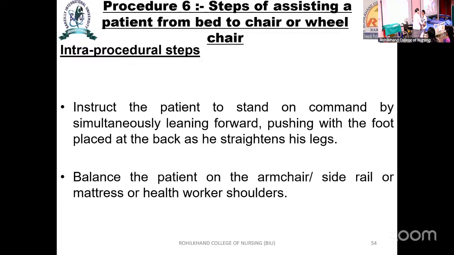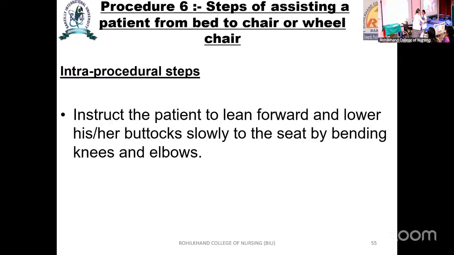Instruct the patient to stand on command by simultaneously leaning forward, pushing with the foot placed at the back as he straightens his legs. Balance the patient on the chair, armchair, side rails, mattress, or helper's shoulder. Instruct the patient to lean forward and lower his or her buttocks slowly to sit by bending knees and elbows. Provide a safety belt to the patient.